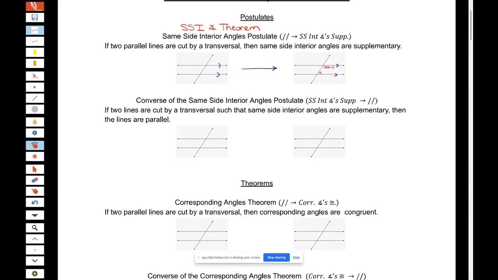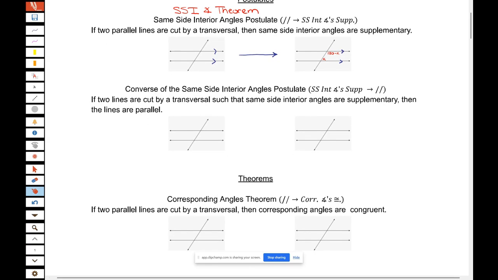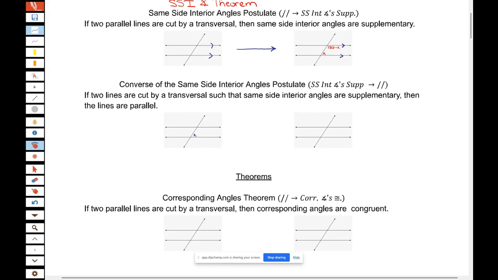Okay, then we have the converse of this theorem. So with it, we're going to flip around what we know first and what we know second. So it says, if two lines are cut by a transversal such that same side interior angles are supplementary, so I have two lines cut by a transversal, and we have the fact that same side interior angles are supplementary, then we can conclude that those two lines have to be parallel. Okay, so we got that one.